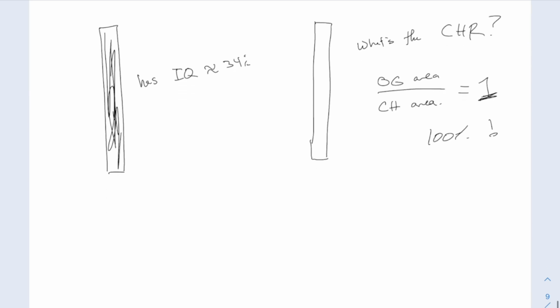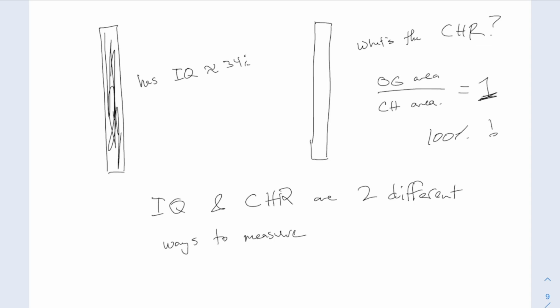So the moral of the story is just that the IQ and the convex hull ratio are two different ways to measure weirdness of shapes. Two different ways to measure how weird the shape is. Which one is better? I would say neither of them is better. They're just two different ways to measure how weird it is.